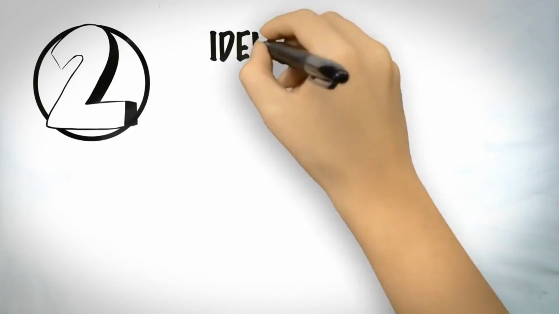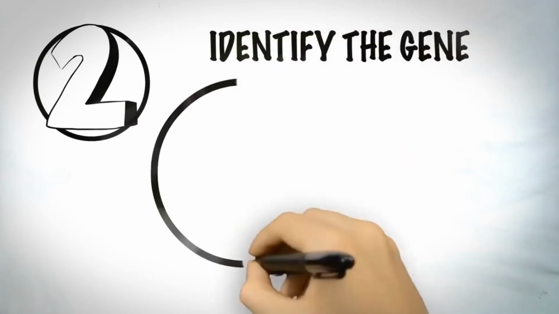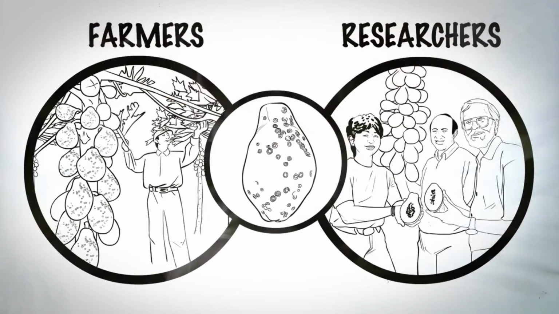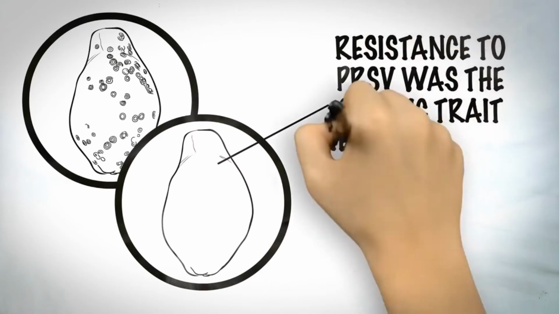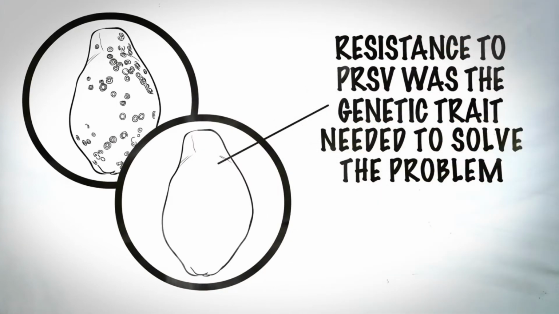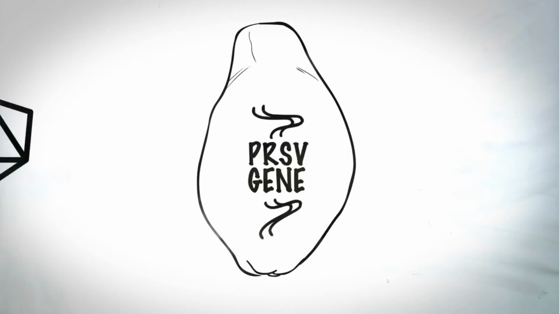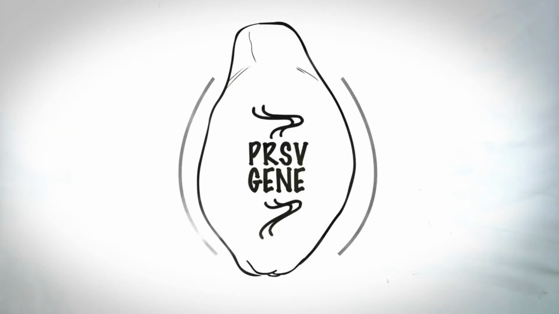Step 2. Identify the gene or genetic material that could solve the problem, like providing resistance to the disease or pest, and study the genetic makeup of the plant that needs the trait. Researchers and farmers had to find a way to make the papaya plant resistant to the deadly virus. PRSV resistance was the genetic trait needed to solve the problem. Researchers knew that if plants contained certain genetic material from the virus within their own DNA, they were protected.